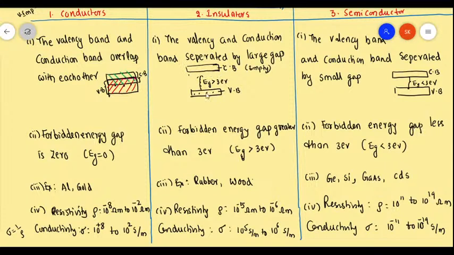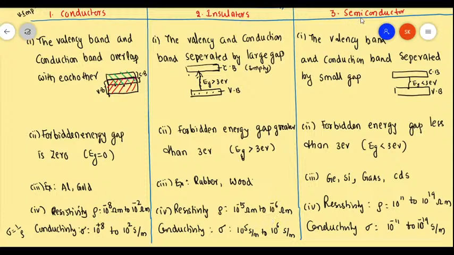Next, how much energy gap will be there? The energy gap here is greater than 3 electron volts. Forbidden energy gap is greater than 3 electron volts. An example for this is rubber, wood. And resistivity is 10 to the power of minus 5 to 10 to the power of minus 6.